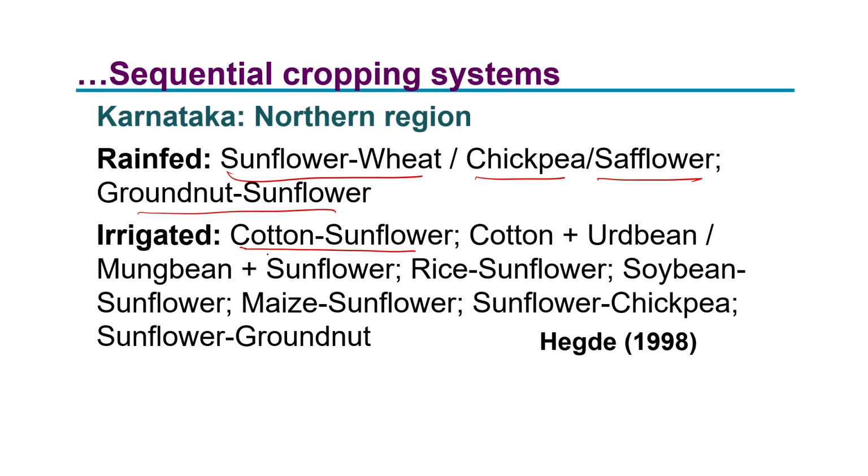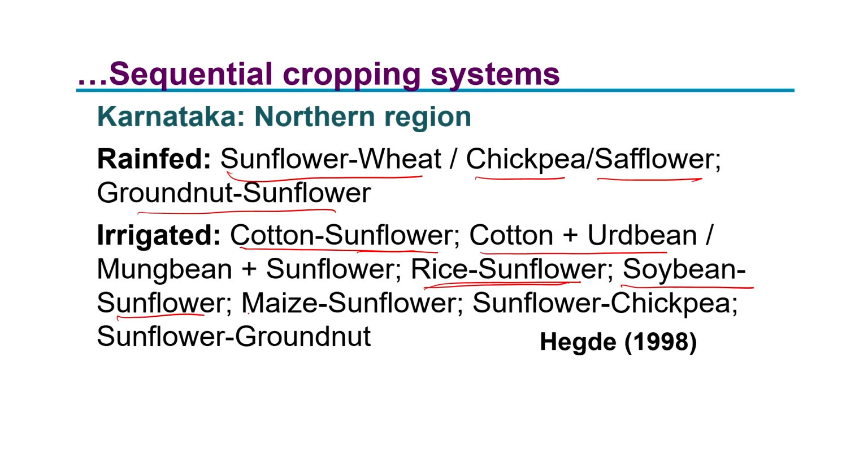cotton may be in Kharif and sunflower may be in Rabi season, and then cotton urd bean, or it can be cotton mung bean plus sunflower, rice sunflower. This is quite a popular system. You can take rice in Kharif and sunflower in Rabi season, and then soybean sunflower. Here soybean can be taken in Kharif season and sunflower in Rabi season.